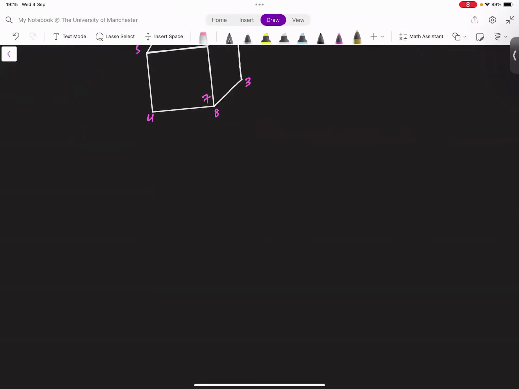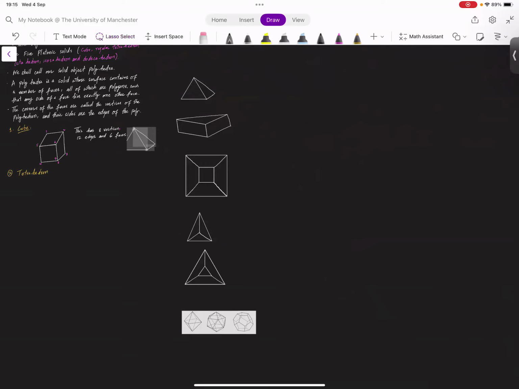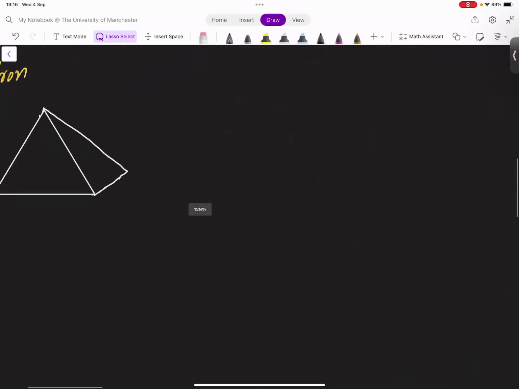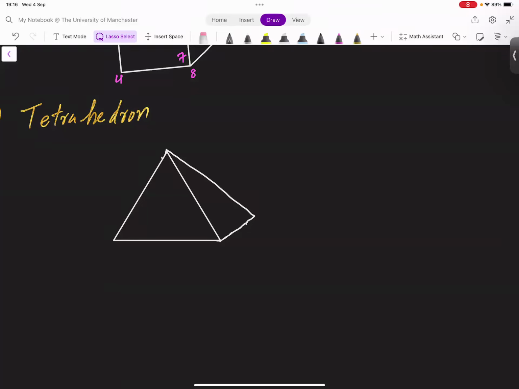Then we have number 2, the tetrahedron. It has 4 vertices: 1, 2, 3, 4. It has 6 edges and 4 faces.